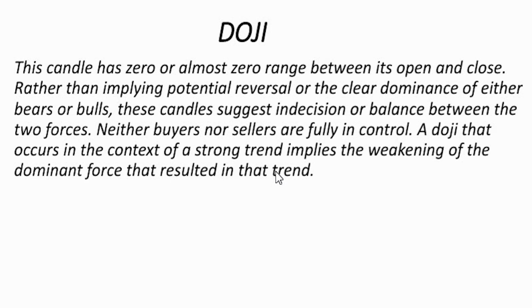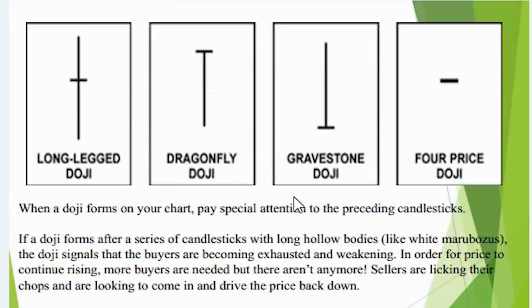So don't just see a doji and jump in. Remember I said, if you see a doji, wait for the formation of the next candle. So these are the 4 different types of dojis we have: the long leg doji, the dragonfly, the gravestone, and the 4 price doji. People pay attention mostly to the long leg doji because it appears almost all the time. Remember we said the doji opens and closes almost at the same point. So this is the long leg doji, this is the dragonfly doji, and gravestone and 4 price.